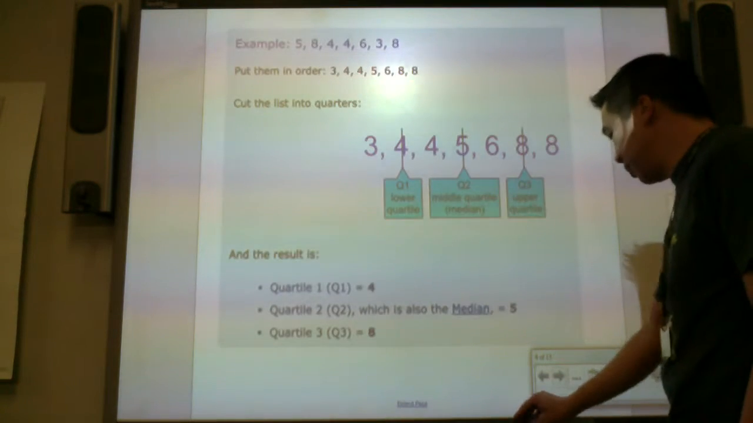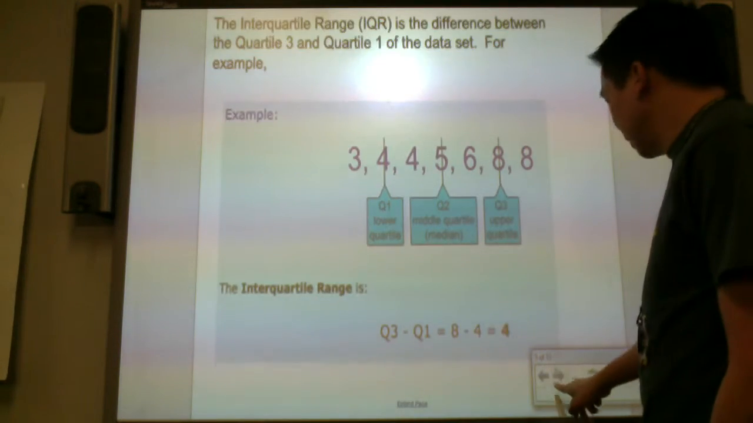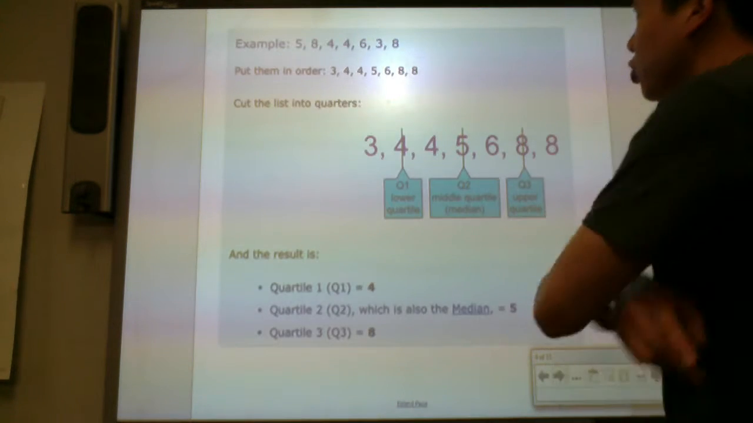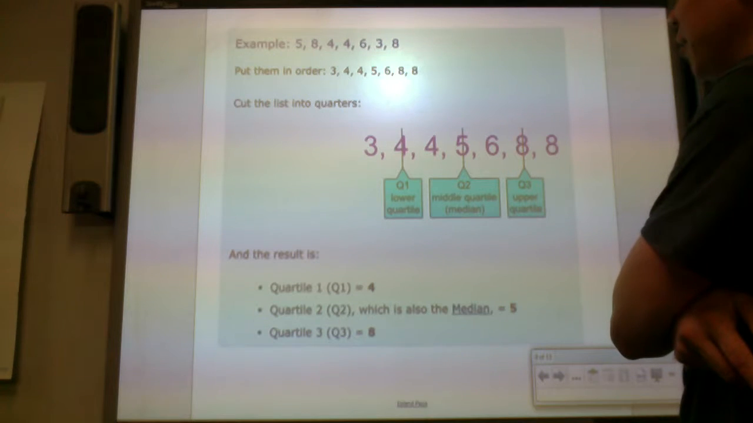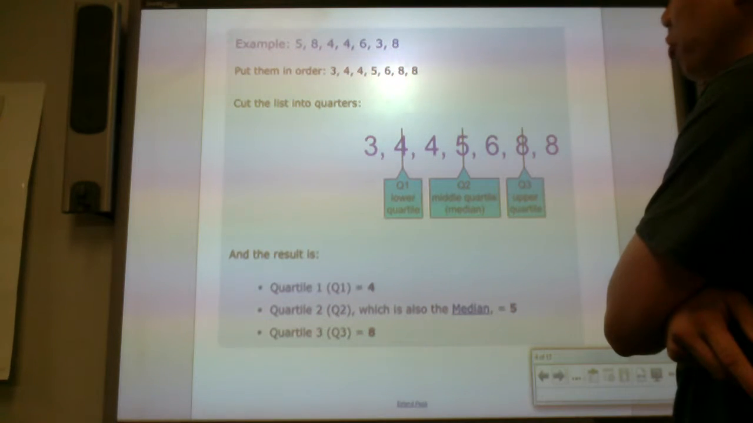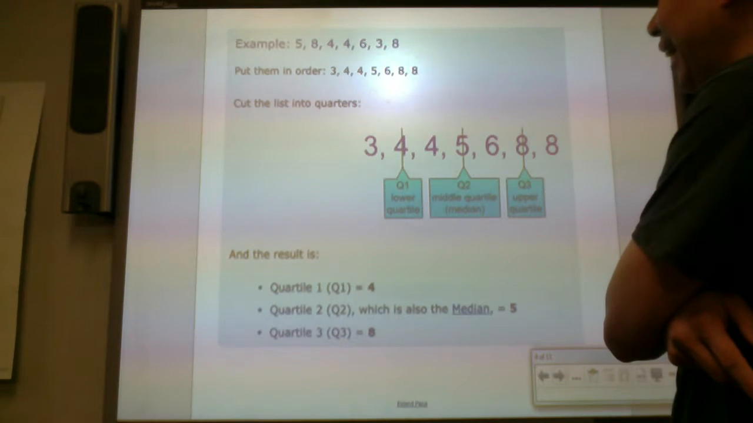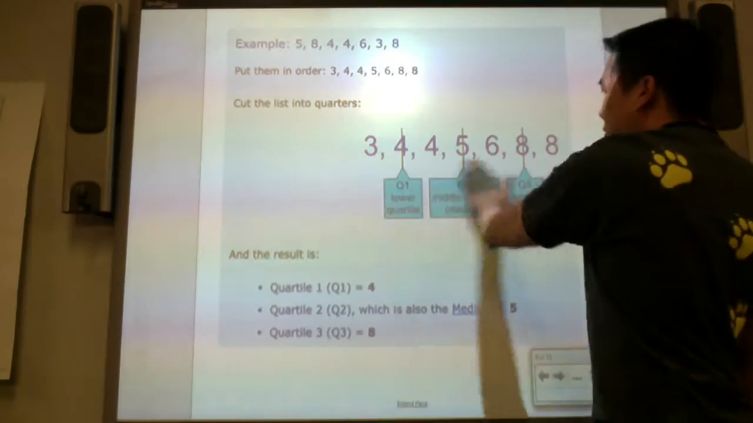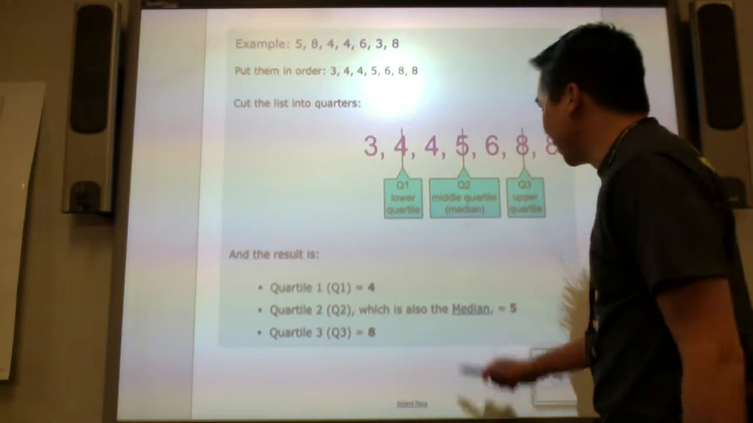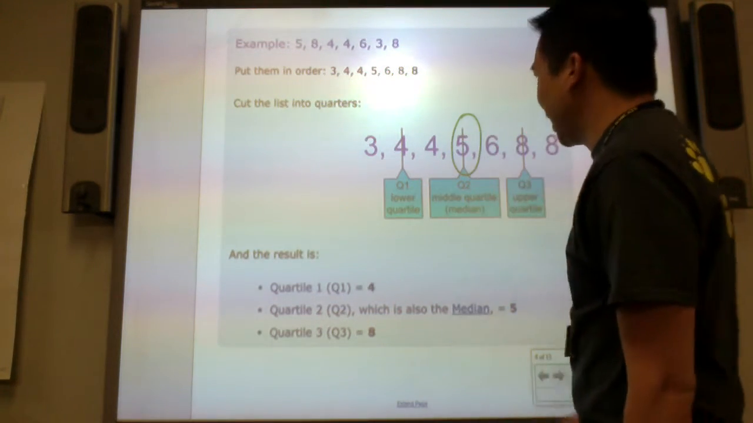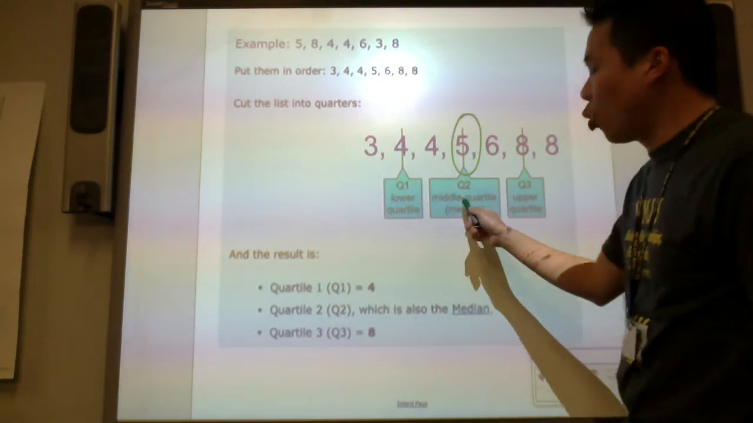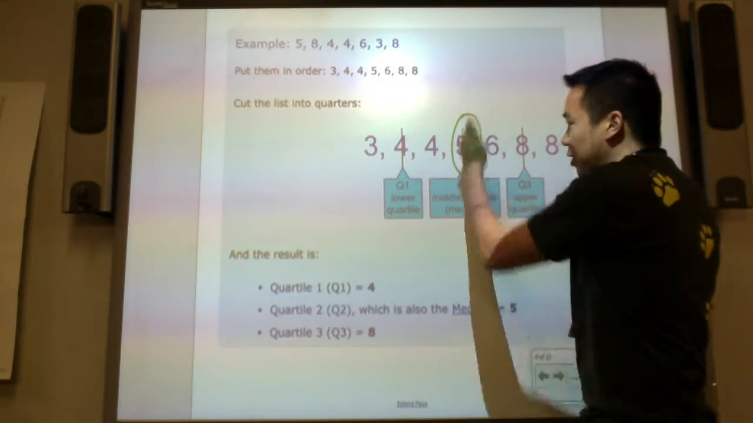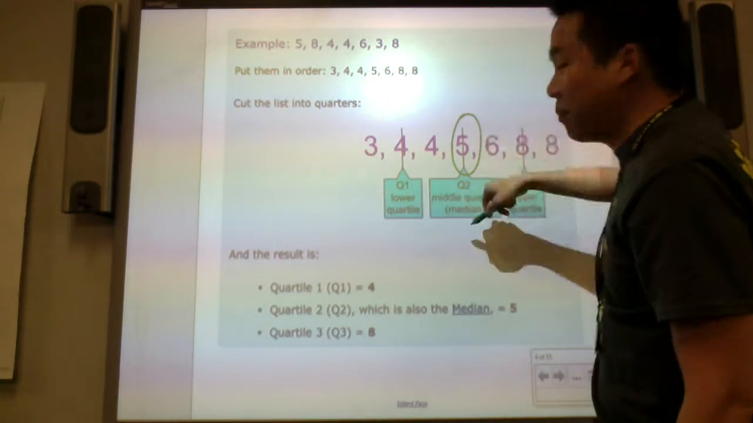So what does that mean, for example? It means the following. You have the following numbers: 5, 8, 4, 4, 6, 3, and 8. As you see, we put them in order. We find the median. The halfway point is 5. This is called quartile 2. This is the median of the whole thing.